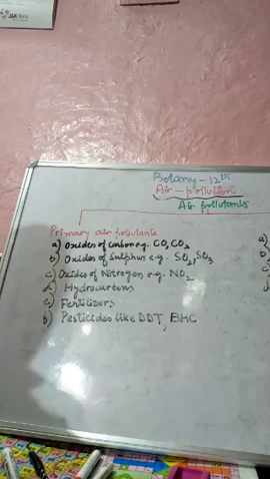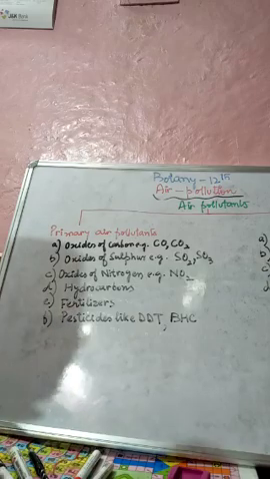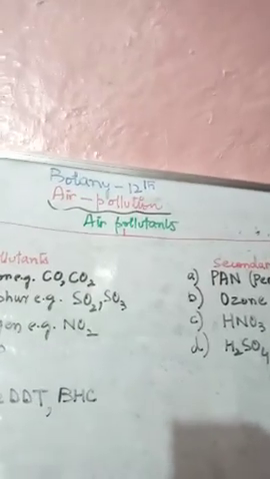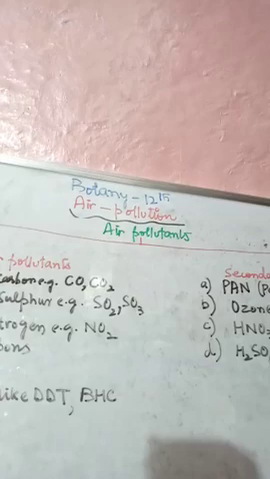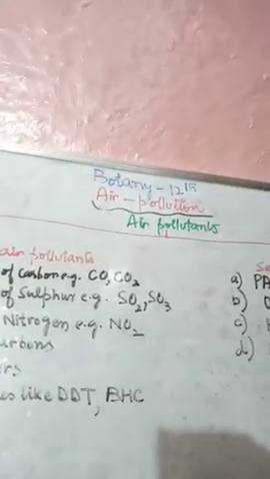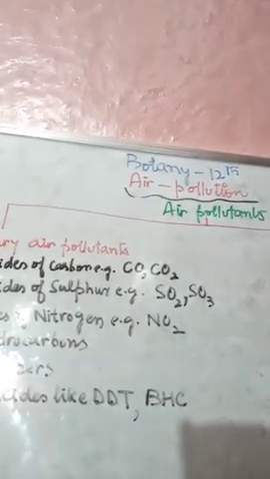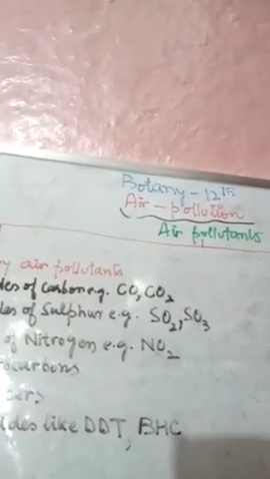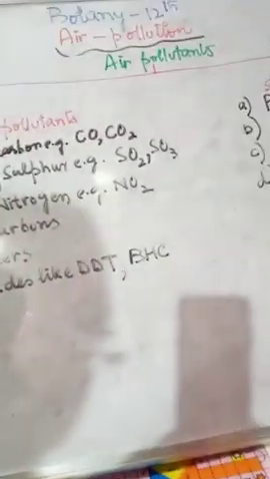And we have the primary air pollutants. We have oxides of carbon like carbon monoxide and carbon dioxide. We have oxides of sulfur like sulfur dioxide and sulfur trioxide. We have oxides of nitrogen like nitrogen dioxide. We have the hydrocarbons, the fertilizers, and pesticides like DDT, full form dichlorodiphenyltrichloroethane, and BHC, benzene hexachloride.